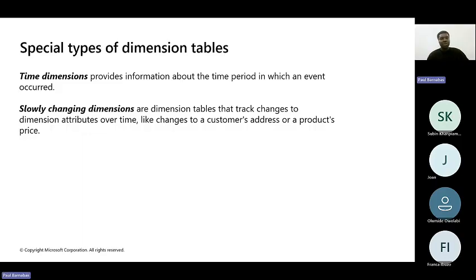So special types of dimensional table, we have the time dimensions. This provides information about your time period or an event. So most times for analytics, it's always good to have either a date table, a calendar table as the case may be, or a time dimension. We also have slowly changing dimensions, right? SCDs, SCD 1, 2, 3. I'll just talk about a few of them. This is a dimension that tracks the changes of your dimension over time, like the change of a customer's address or the product price.